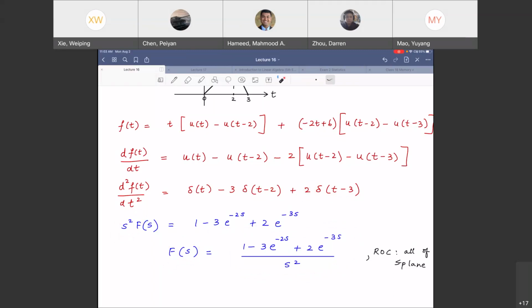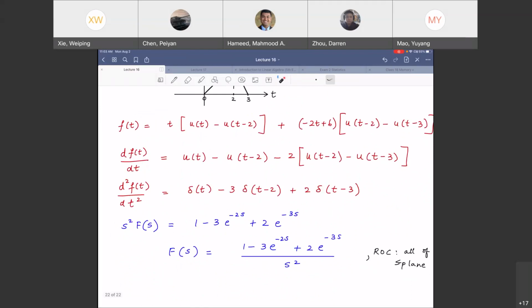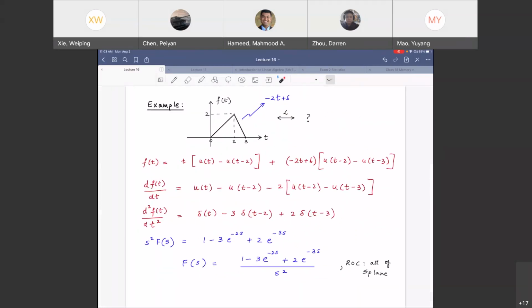And going back, it's a finite duration signal, so I can say that the region of convergence is going to be all of the s plane. Questions about this example? I could have gotten this result directly. I didn't need to use the derivative property, it was just an example to show how it would work here.